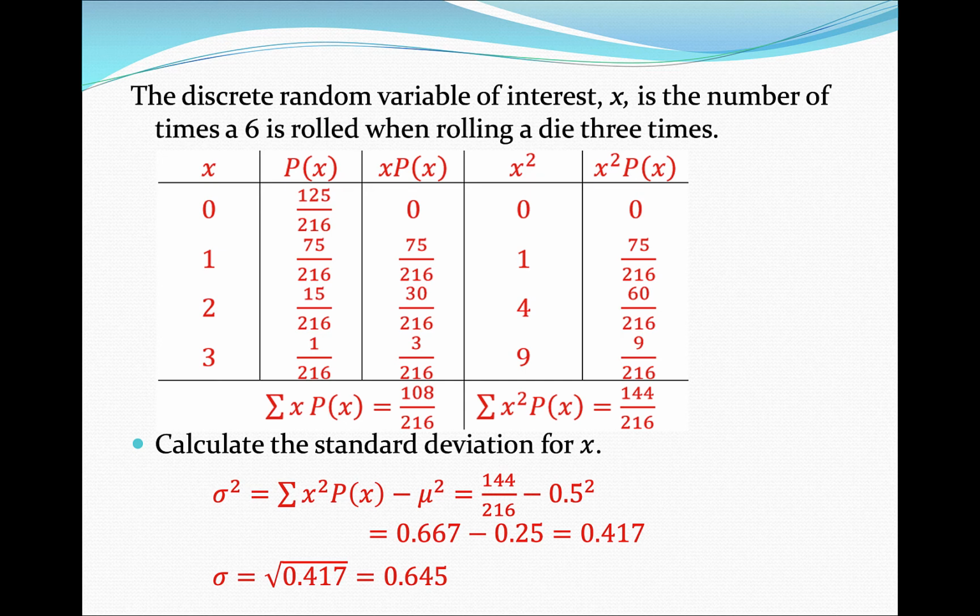So probably not something you're too interested in. When you roll a die 3 times, the number of 6s you get has a mean of 0.5 and a standard deviation of 0.645. Probably not that useful of an example, but it's a very important example in terms of the process of how these work.